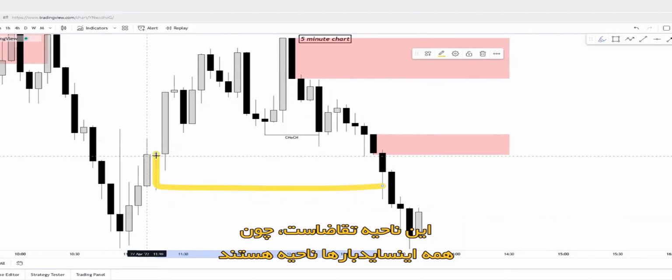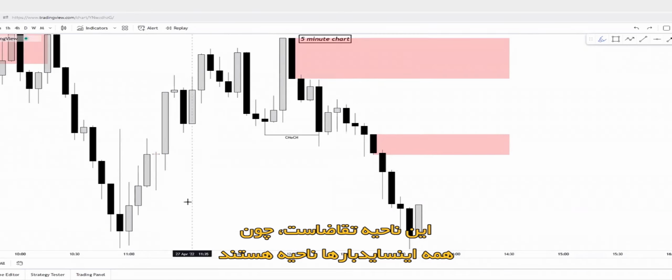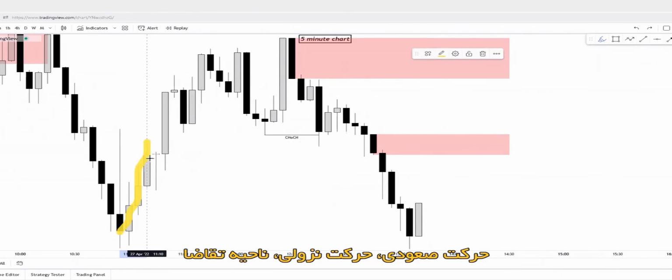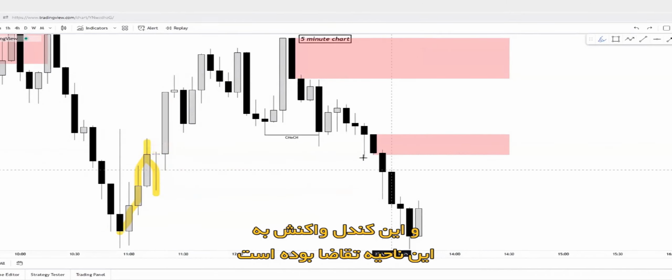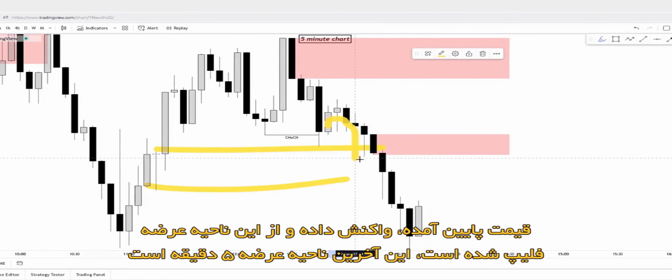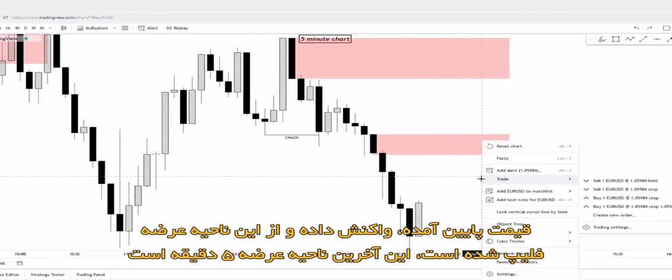This was a demand zone, because every single inside bar is a demand zone. As you may know, here was an upside movement, downside movement, demand zone, and from this demand zone, this inefficient movement has started. And this candle was reacting on this demand zone, as you can see, coming down, reacting, and from this supply zone, it has been flipped. So this is a less than 5-minute supply zone.